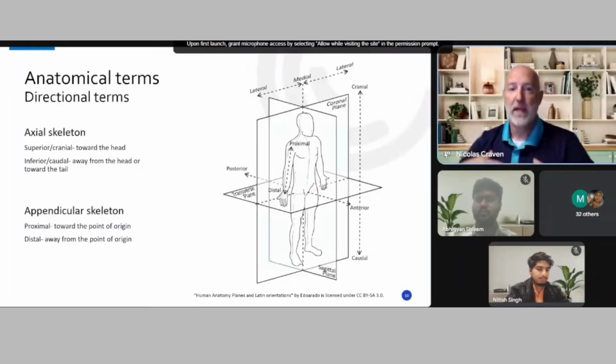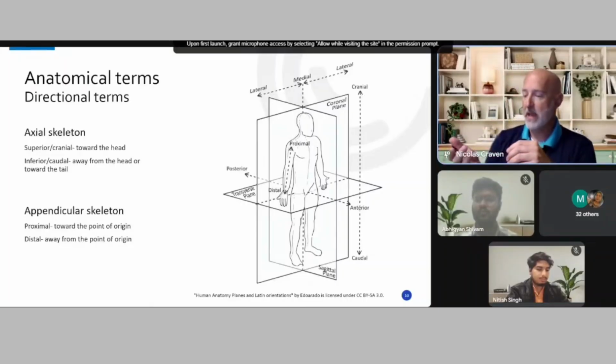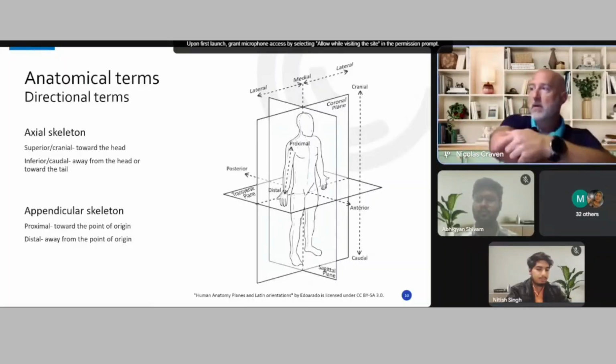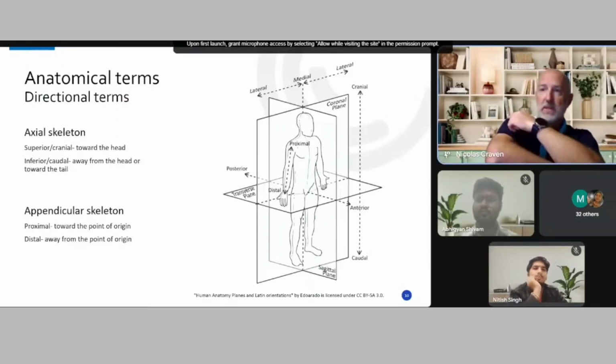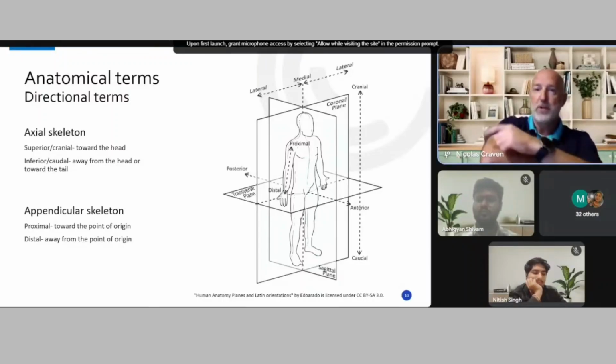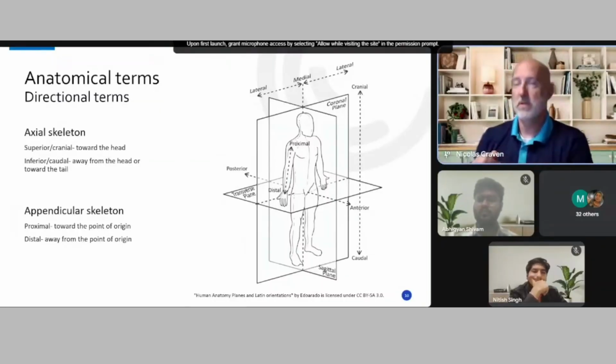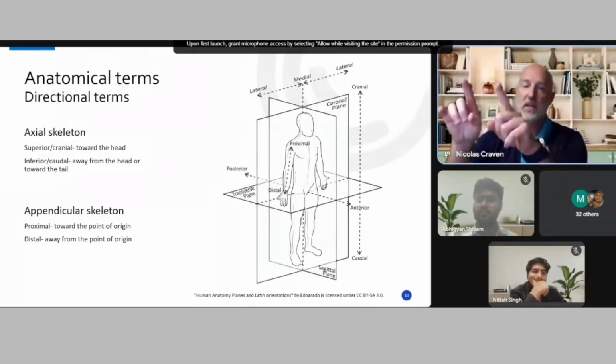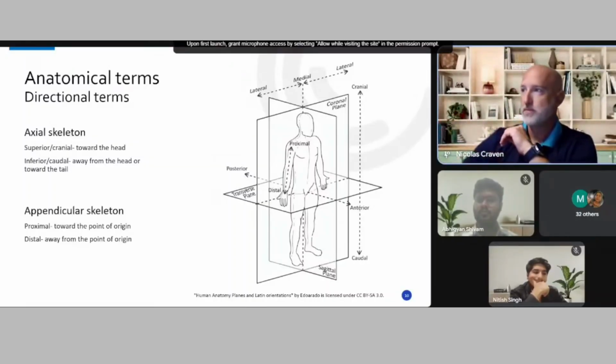So it'd be like your head, your chest, your body, your trunk is where you would use superior and inferior. So you wouldn't say, for example, my elbow is inferior to my shoulder. You would actually say my elbow is distal to my shoulder. Okay, so that's where that becomes important, understanding the difference between your axial skeleton versus your appendicular skeleton.